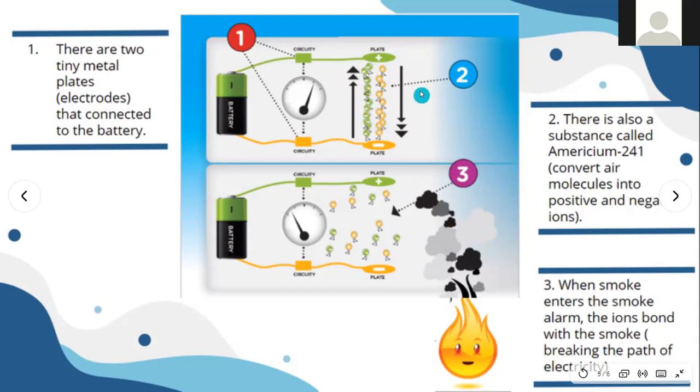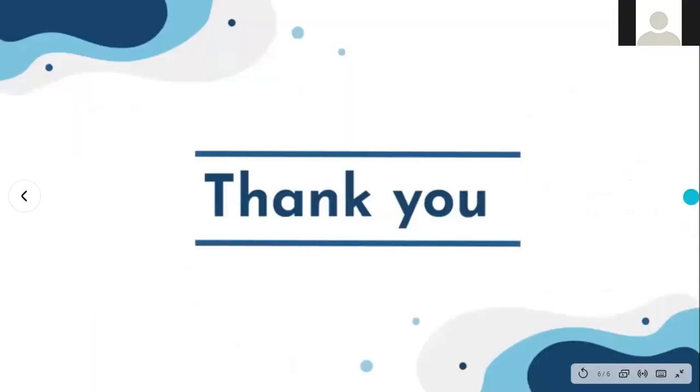Because opposites attract, the negative ion will move towards the positive plate and the positive ion will move to the negative plate. Because of that, it will create a complete circuit, or a path of electricity. But when smoke enters the smoke alarm, the ions bond with the smoke, and because of that, it breaks the path of electricity. It's not like before. Then the flow of electricity will reduce, and the alarm will go off. That's all from me. Thank you.